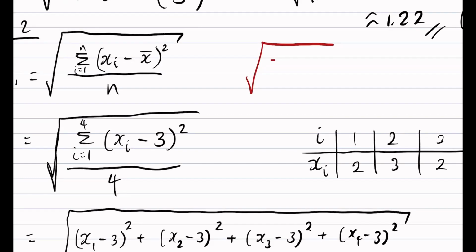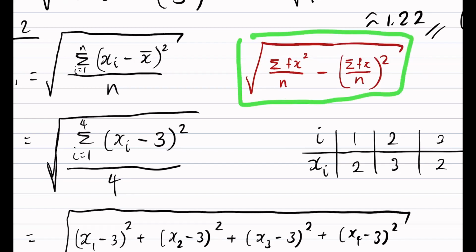Let me write it out. Σfx²/n, oops, forgot a square, minus (Σfx/n) bracket squared. This is the formula that's given in O levels. There's some formula list if you remember. There's a little f over here.